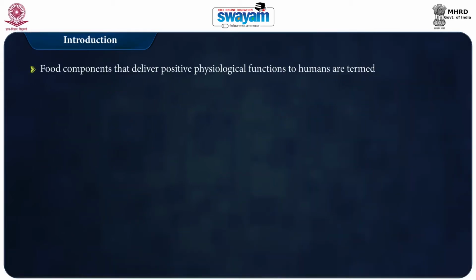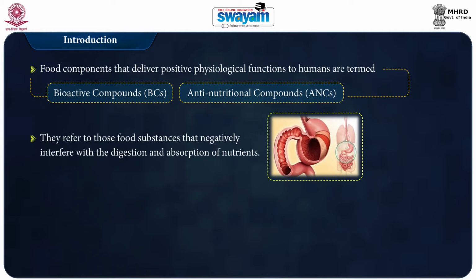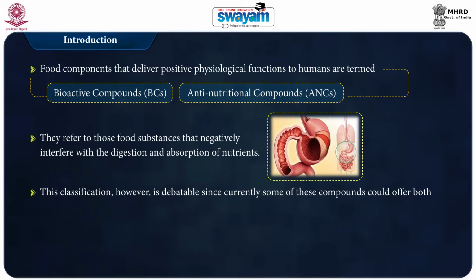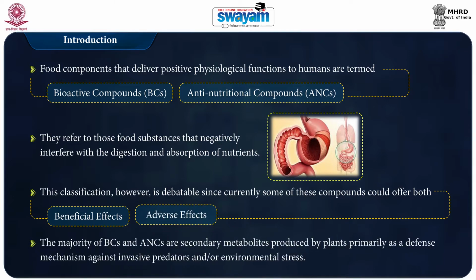Now, food components that deliver positive physiological functions to humans are termed bioactive compounds, while anti-nutritional compounds refer to those food substances that negatively interfere with the digestion as well as absorption of nutrients. Now, learners, this classification is however debatable, since currently some of these compounds could offer both beneficial as well as adverse effects. Now, the majority of biochemical compounds and anti-nutritional compounds are secondary metabolites.